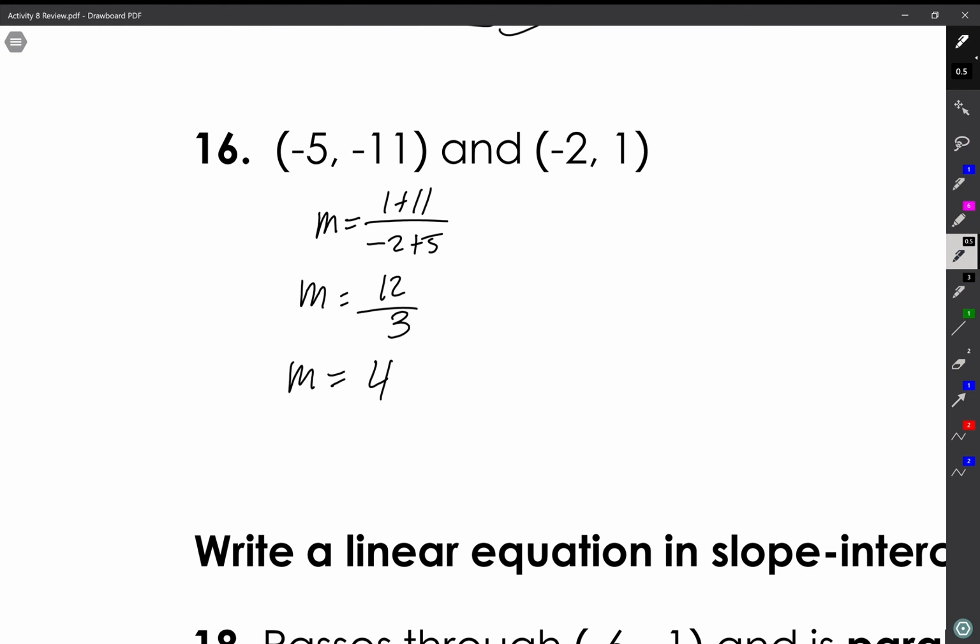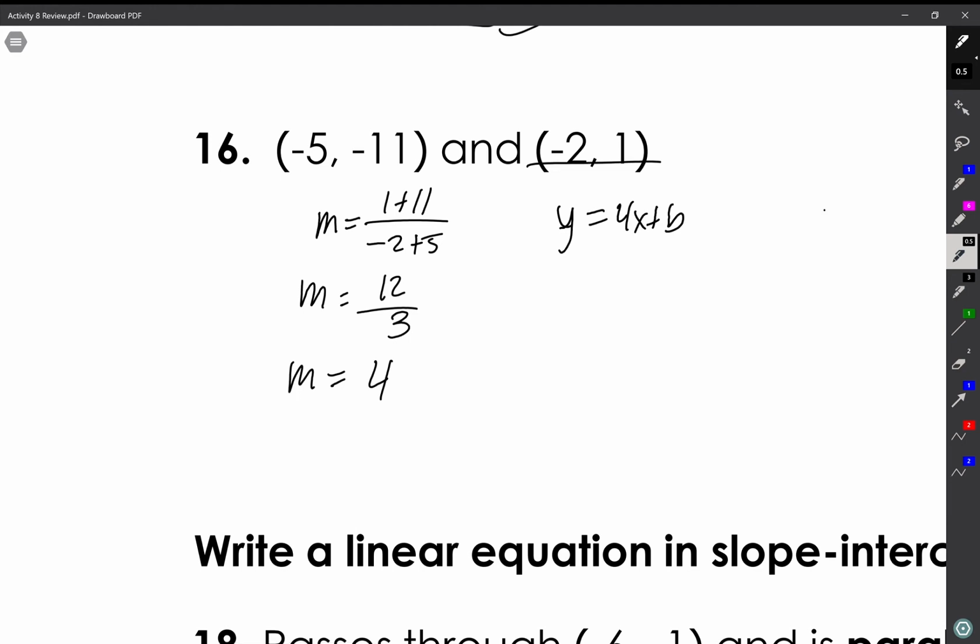Okay, so I have that. Now I'm going to pick one of these points to use in slope-intercept form. So y is equal to 4x plus b is what I have so far. Choose a point. How about the one that was the smaller numbers? This is 2 and 1.